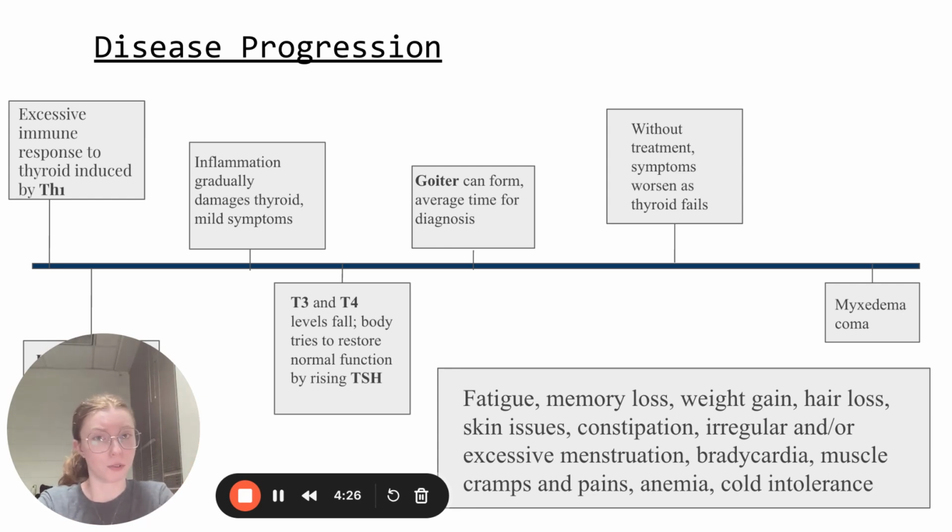Eventually, you can have a goiter form, although it does not always form. It is indicative of a pretty high level of damage to the thyroid and is the average time that people are diagnosed, when they start seeing that bump on their neck. If you continue past that point, your thyroid is just going to continue to worsen as it loses all function. And you can eventually end up in myxedema coma, which is very dangerous and requires immediate medical attention to survive.